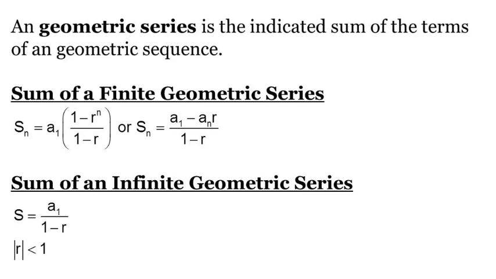A geometric series is the indicated sum of the terms of a geometric sequence. So the sum of a finite geometric series: this means if I have a set list of a geometric sequence and I want to find out the sum of those, then I can use either of these two formulas. It just depends which information you're given as to which one you want to use, whatever your preference is. And then last, down at the bottom, is the sum of an infinite geometric series. So this is a list of a sequence that would continue on forever. If I want to find the sum of that, I can use this formula.